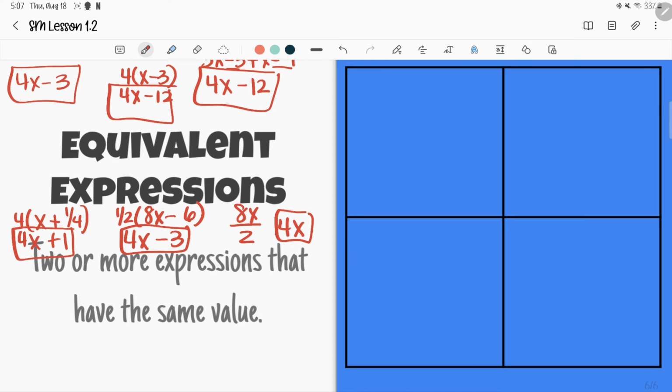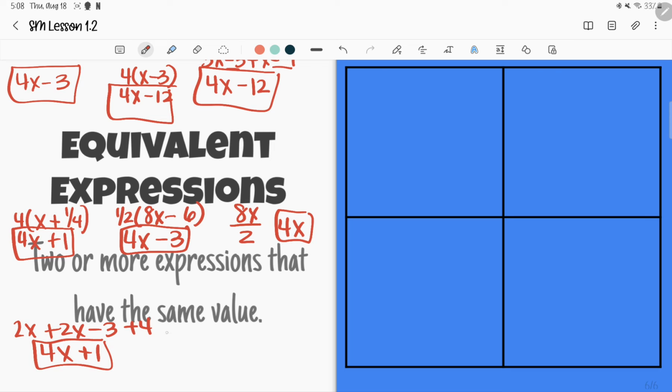Okay, and then on the last one, you've got 2x plus 2x minus 3 plus 4. All I have to do is combine like terms here. So 2x plus 2x is 4x. And then -3 plus 4 is a positive 1.